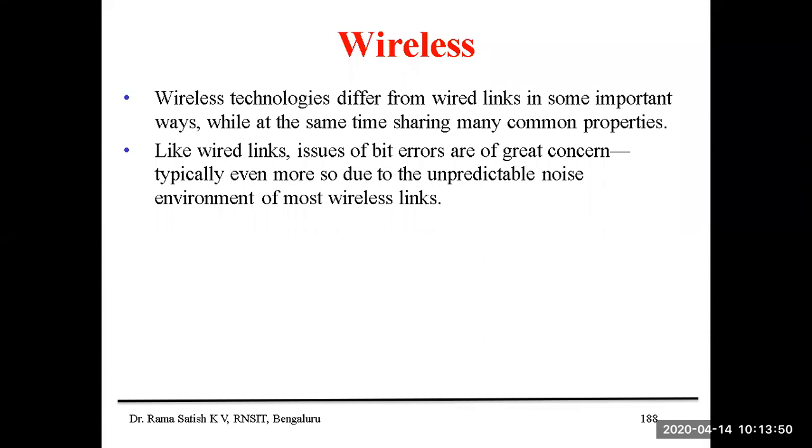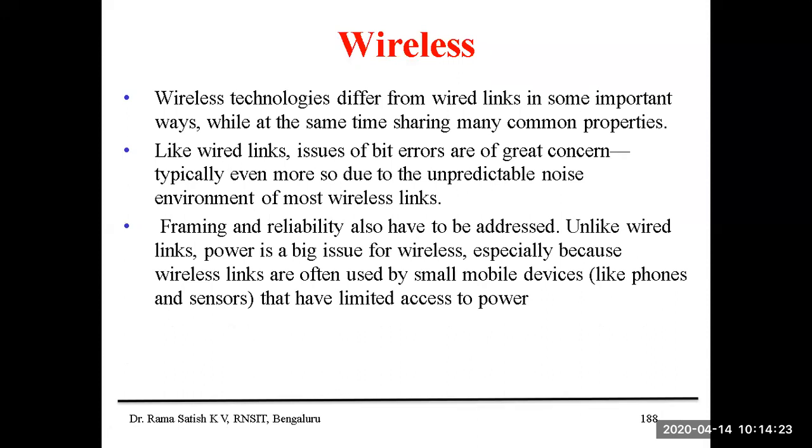Typically, even more so due to unpredictable noise and environment. In the air we cannot predict due to electricity, due to lightning, due to wind speed. So automatically, what happens? We tend to lose our connectivity. So that is what we call wireless. Wireless links are subjected to a lot of problems, but still they are popular. Framing and reliability also have to be addressed.